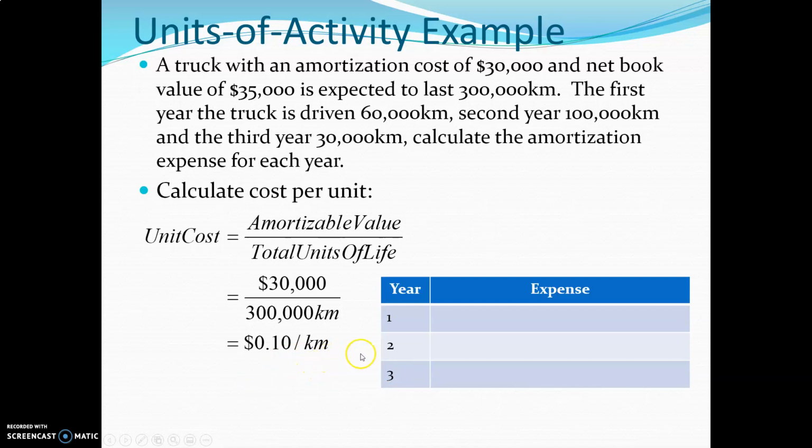So what would this look like in the first year? Well, in the first year, we've driven 60,000 kilometers. So it's going to be 10 cents times 60,000 should be $6,000. In the second year, we end up driving 100,000, so it's going to be 100,000 kilometers times 10 cents, which is going to be $10,000 expense. And in the third year, we're going to be taking 30,000 times 10 cents, which is going to be $3,000.